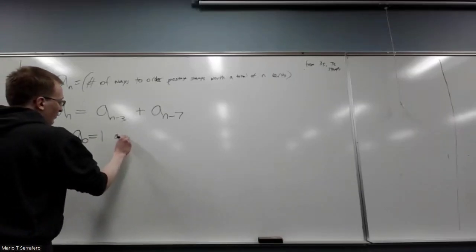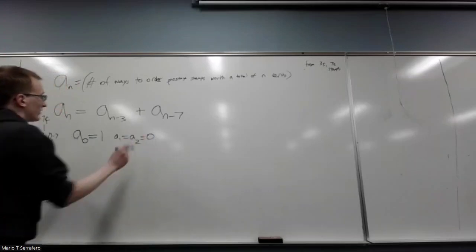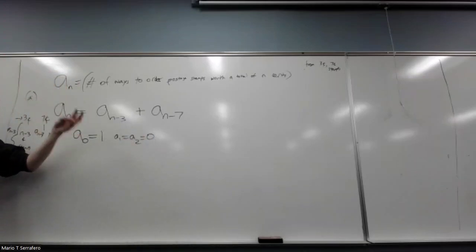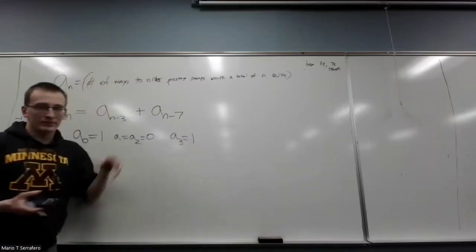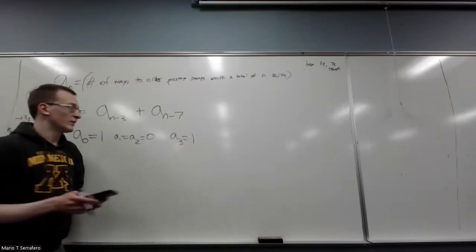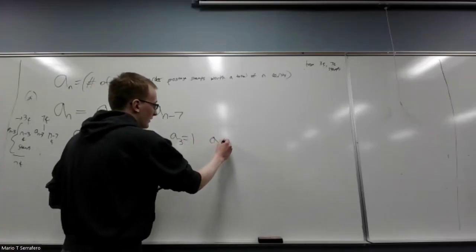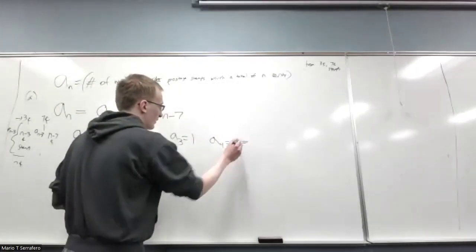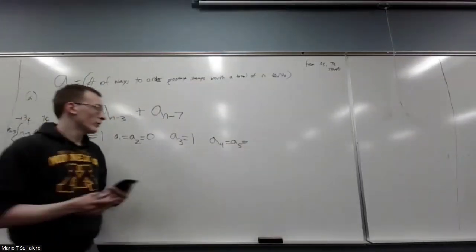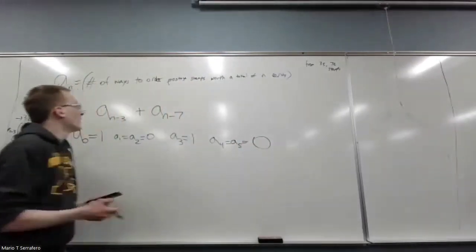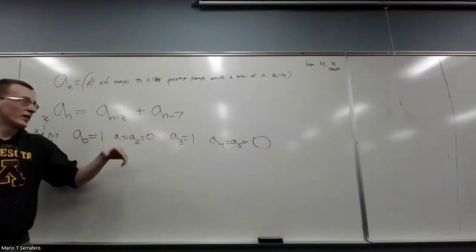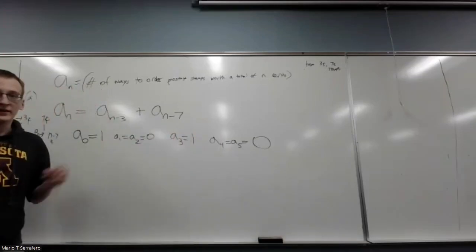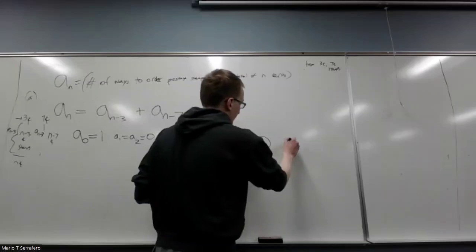A sub 1 and a sub 2 are both 0 because the minimum worth is 3 cents, so we can't make 1 or 2 cents total. A sub 3 is 1. We just put a 3 cent stamp. That's the only way to make 3 cents. A sub 4 and a sub 5 are going to be 0. You can't have a 7 cent stamp, and if we have a 3, then there's no way to complete it to not go over 5.